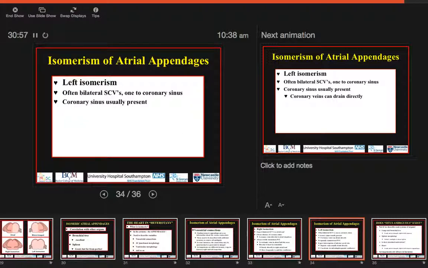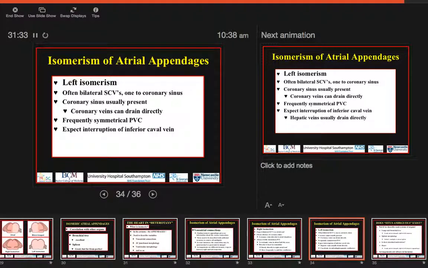Again, we have bilateral caval veins, but in left isomerism, most usually one of those caval veins will go through the coronary sinus. And again, that's why attention on the coronary sinus is so important. But sometimes in left isomerism, both caval veins can drain directly to the roof, and then once more, the coronary veins will drain directly. The pulmonary veins are often symmetrical because you have a left appendage on both sides. They're trying to be morphologically left.